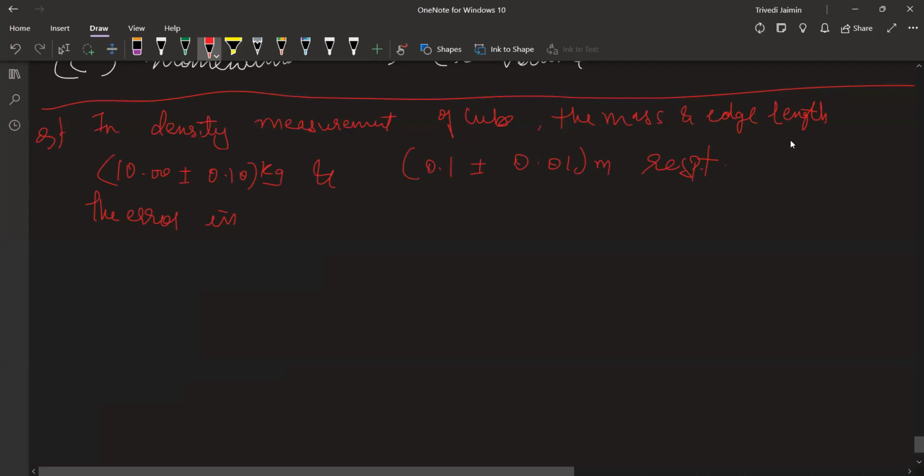The error in measurement of density is how much? How much error do you find out? Shall I give you an option or you want to try first? Sir, we'll try.